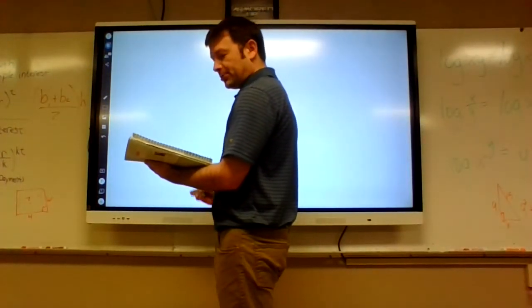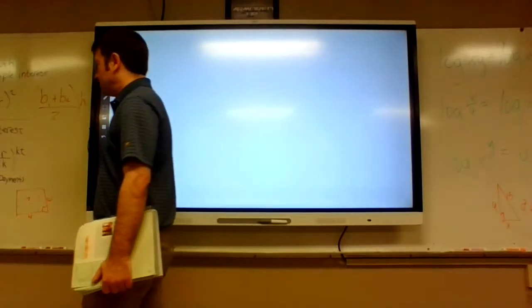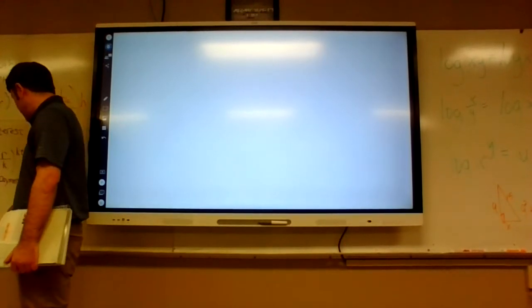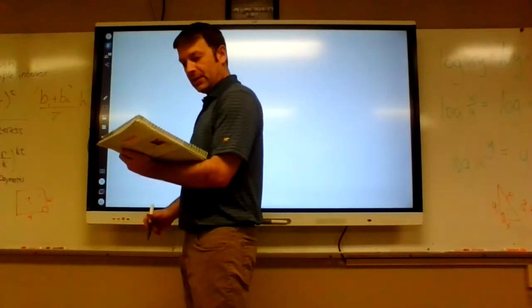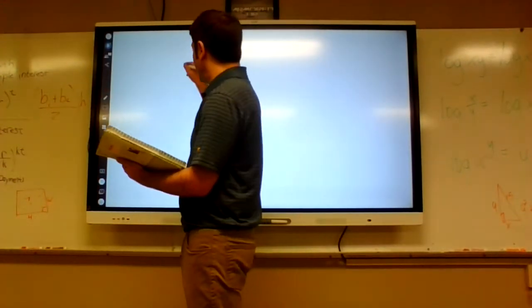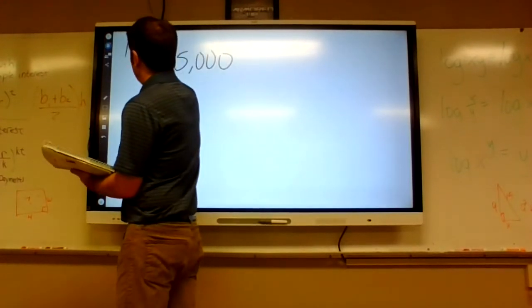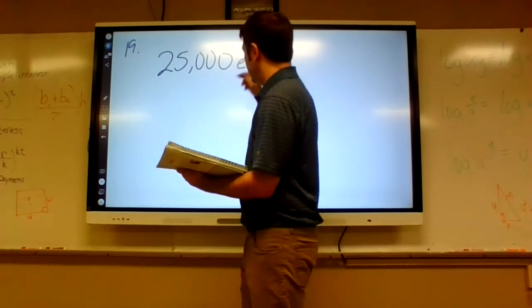Okay, $25,000 compounded continuously. For continuous compounding, we use this formula: A times e to the rt. So the A would be the initial amount, 25,000. The e is the e.